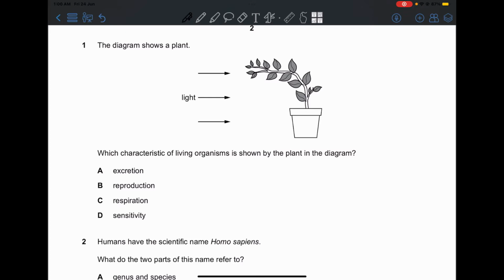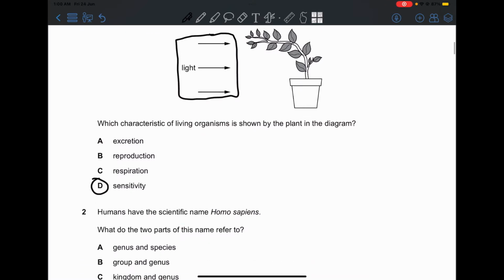Now over here we can see that when the direction of the light was coming from the left, the plant was actually leaning towards the left side, the direction of the light. So this is actually sensitivity because the direction of the light was coming from the left side over here, so the plant was bending towards the light. So this is actually phototropism, which actually indicates sensitivity. The answer is going to be D.